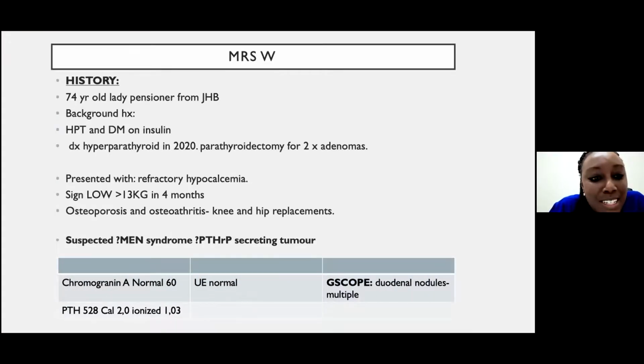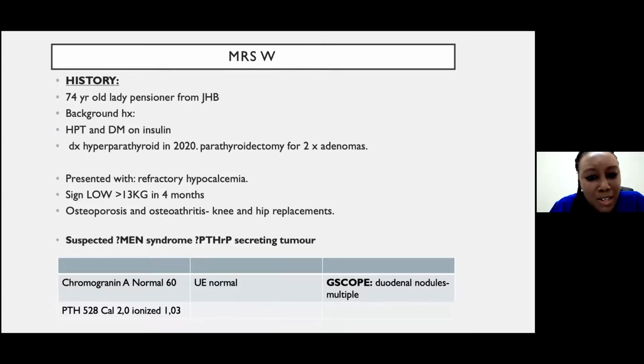Mrs. W is a 74-year-old lady. She's a pensioner from Johannesburg. She has a background history of hypertension and diabetes, and she was diagnosed with hyperparathyroidism in 2020. She had a parathyroidectomy and 2 adenomas were found.